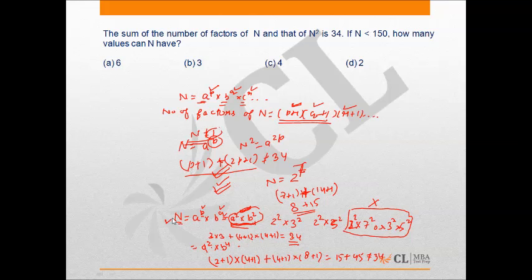So there is only one possible case when n is of the form a raised to power 2 into b raised to power 2, where the sum of the number of factors of n and that of n square will be equal to 34, and in that case n can assume two values, and these values are 36 and 100. Hence option D is our answer in this case.